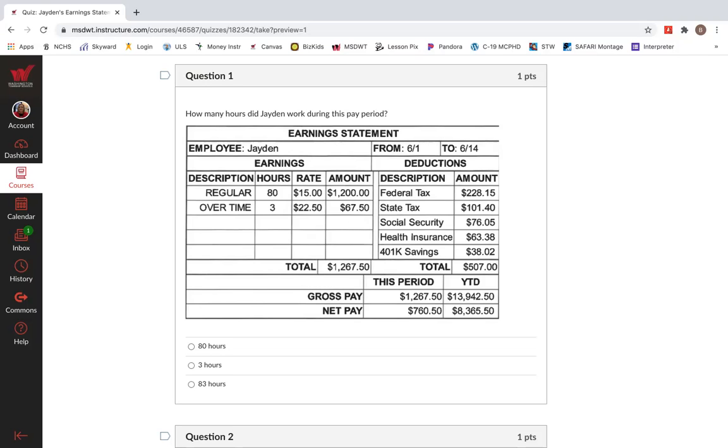Okay, so it's good to have knowledge of this and to find these things within the paycheck or within the earning statement. So question 1, how many hours did Jayden work this pay period? Remember, you have to look on the left-hand side where it says regular and overtime. Underneath that, it says how many hours. Did he work 80 hours, 3 hours, or 83 hours? So how many did he work total this pay period?